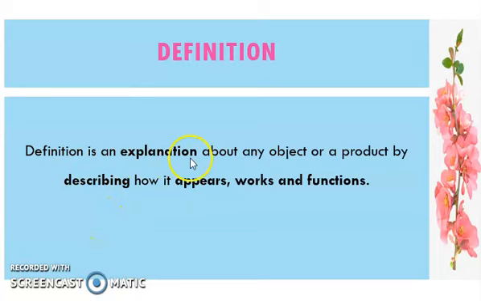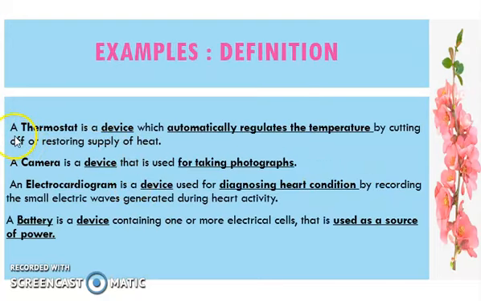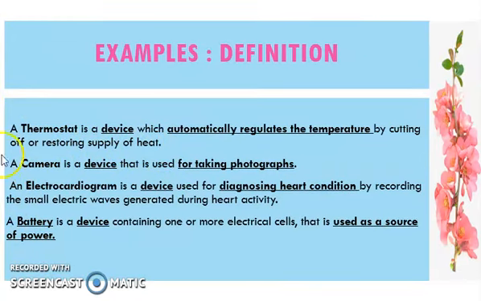Definition is an explanation about any object or a product by describing how it appears, works, and functions. For example, a thermostat is a device which automatically regulates the temperature by cutting off or restoring supply of heat. Writing definition becomes easy if you know to answer two simple questions. That is, what is it and how it works?